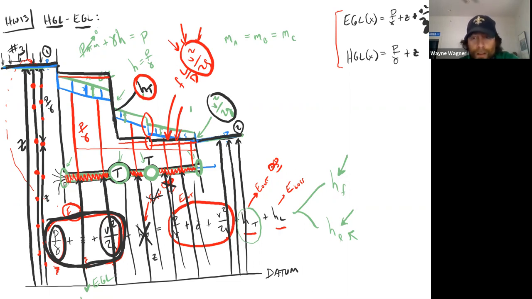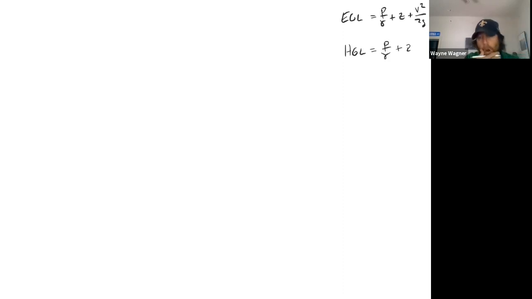All right, so I'm going to clear all drawings. And again, I'm going to write the formulas over here real quick. EGL equals P on gamma plus Z plus V squared on 2g, and HGL equals P on gamma plus Z. In this one, it's almost the exact same drawing, which is a little bit annoying. I really love this question.